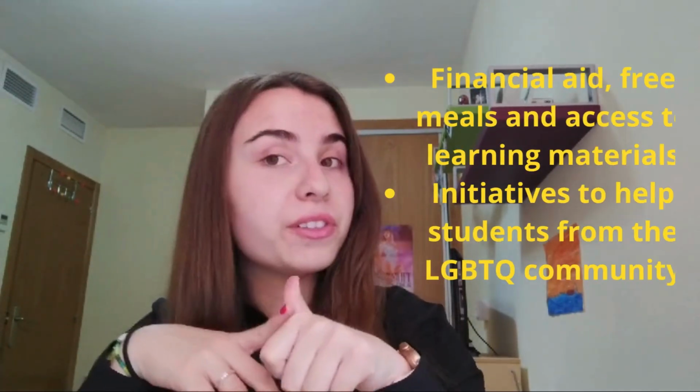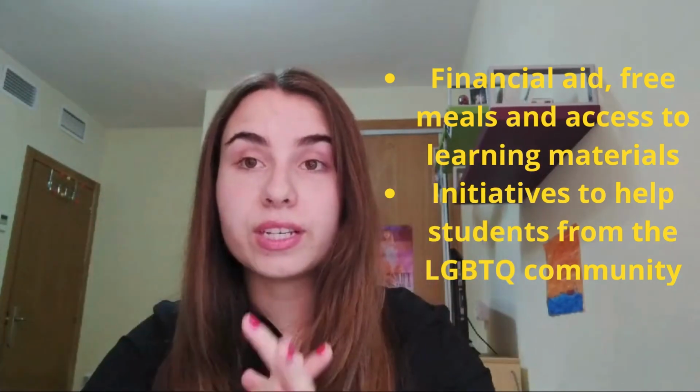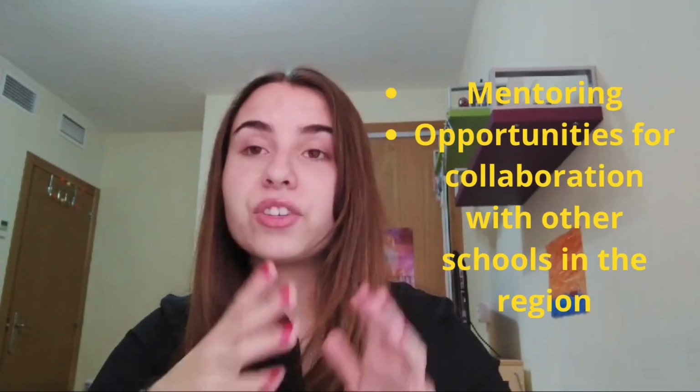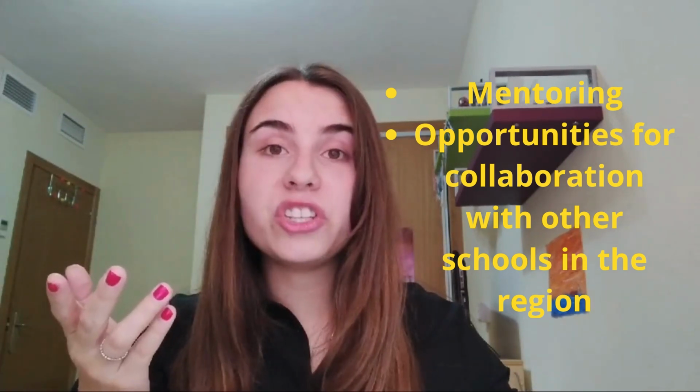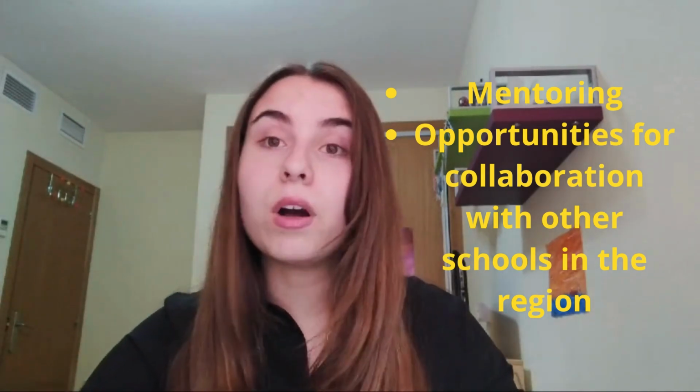And now, which part of educational diversity is not considered by the AI proposed solution? It does not fully consider things like financial aid, free meals, and access to learning materials as measures to support students from low-income families, or even initiatives to help students from the LGBTQ community. The AI proposal covers a lot of connections, but it leaves out some. For example, a supportive community where older students mentor younger ones, or opportunities for collaboration with other schools in the region to share resources and best practices on inclusivity.